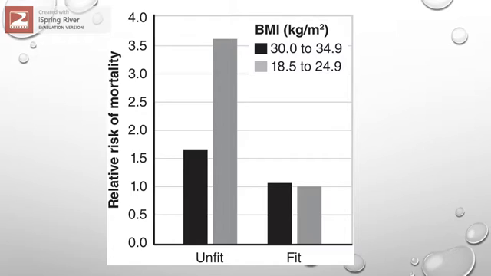The normal weight people who are unfit actually have the highest risk, and that's kind of surprising. But it's actually worse to be unfit, according to this data, if you're normal weight. The relative risk was greater than 3.5. And then if you're fit, it doesn't really matter what your BMI is, your relative risk is right around 1.0.